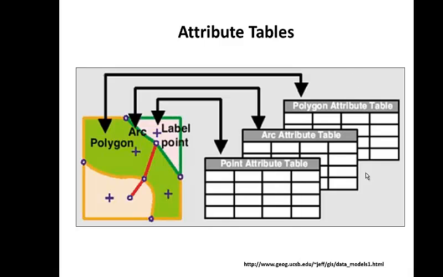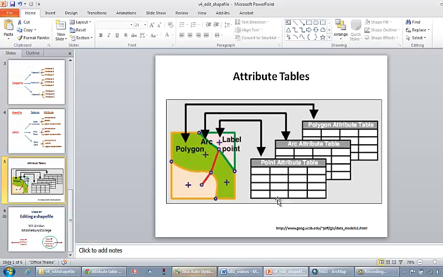Each shapefile has its own attribute table. Each row in the attribute table corresponds to an individual feature or lake. Each column is going to correspond to a specific type of data. Okay, so let's go take a look at how this works in the software.